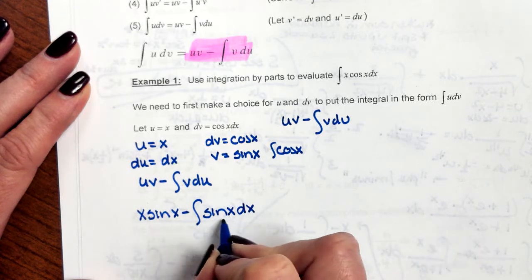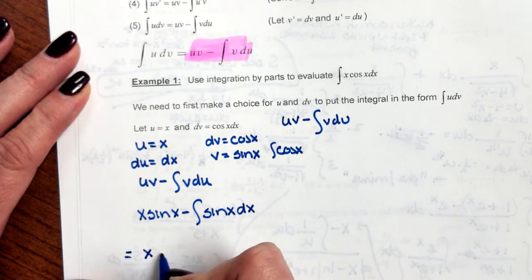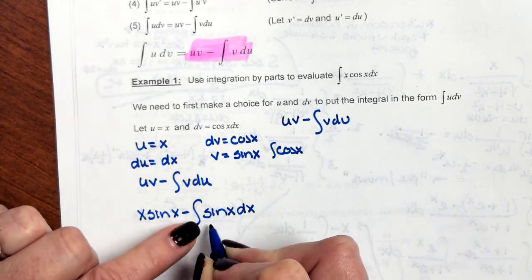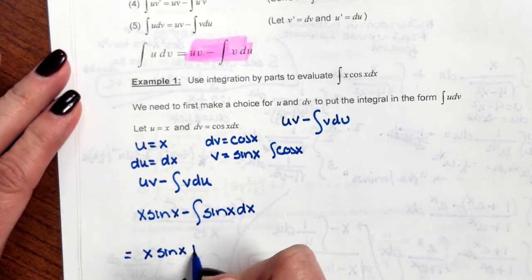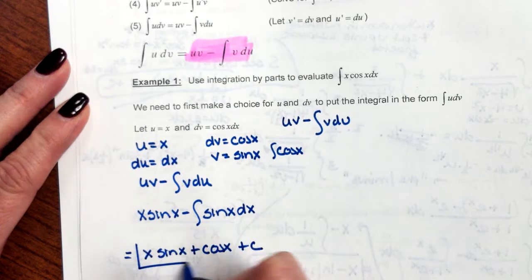And notice we can integrate sine x. So my answer is going to be x times sine x minus, now be careful, the integral of sine x is a negative cosine x, so that becomes plus cosine x. And again, this is an indefinite integral, so don't forget to add your c.